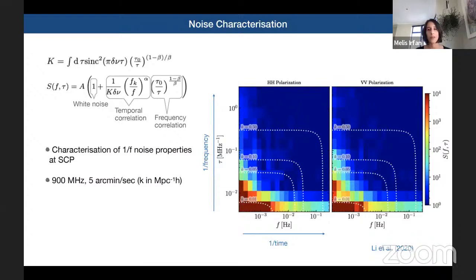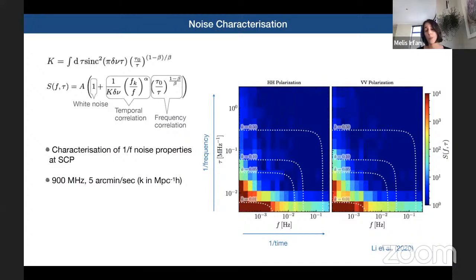It has the same effect. So if you make a map out of TOD that have 1/f noise, what you're going to end up with is streaks in your map. So you're going to end up with large scale spatial features that are not actually present on the sky, but they're due to your instrument. So this time correlated noise can also be correlated over frequency as well. And that's what I'm showing. You can see the equation there is for the 2D power spectral form of 1/f noise.